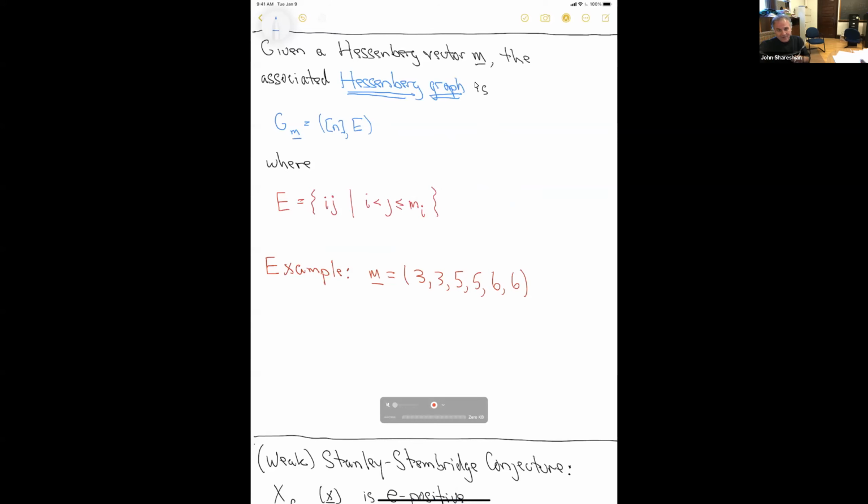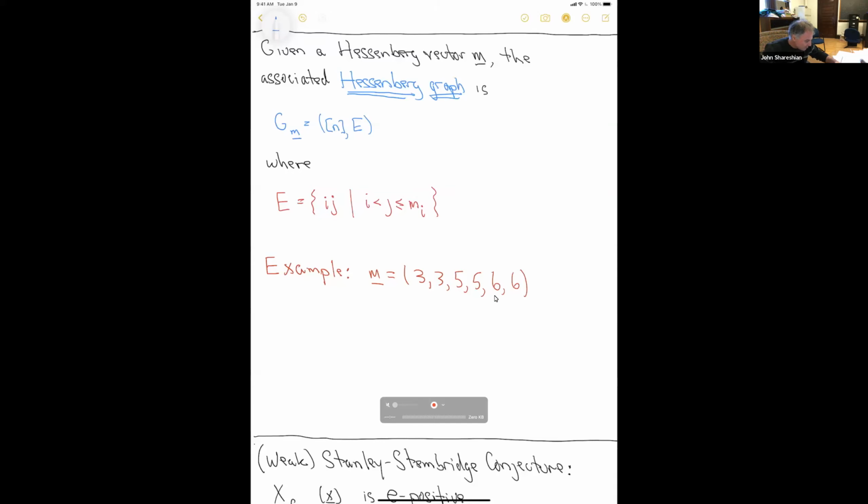Okay, so let's go back. Remember, we have one of these Hessenberg vectors, and what we're going to do is create a graph whose vertex set is the numbers 1 through n, right? And what edges are we going to have? We're going to have the edges ij such that i is less than j, but j is at most the ith entry in our Hessenberg vector.